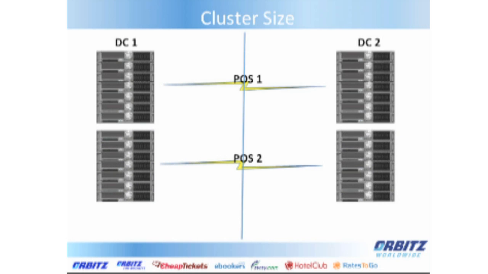We then have a second, each one is divided into points of sale. So we have a second point of sale with yet another cluster, same size, basically separated between US, European Union, and then we have a third point of sale that was much smaller for Asia Pacific. There we go.